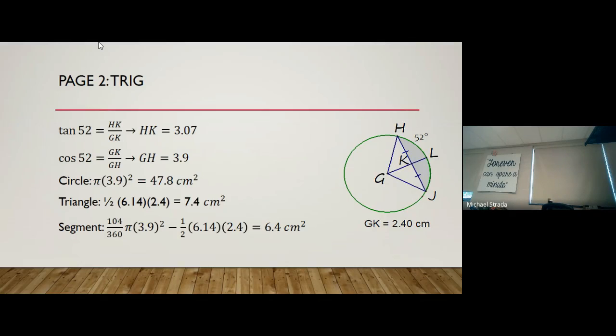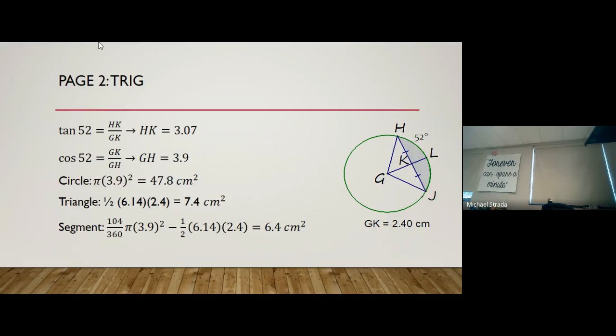And then remember, a segment is the area of the sector minus the triangle, right? That angle is 52 degrees, so the whole thing would be 104 because that's got to be bisected. So that's why we got 104 over 360 pi radius squared minus 1/2 base, which is 6.14, times height, 2.4, and you get that for your answer.